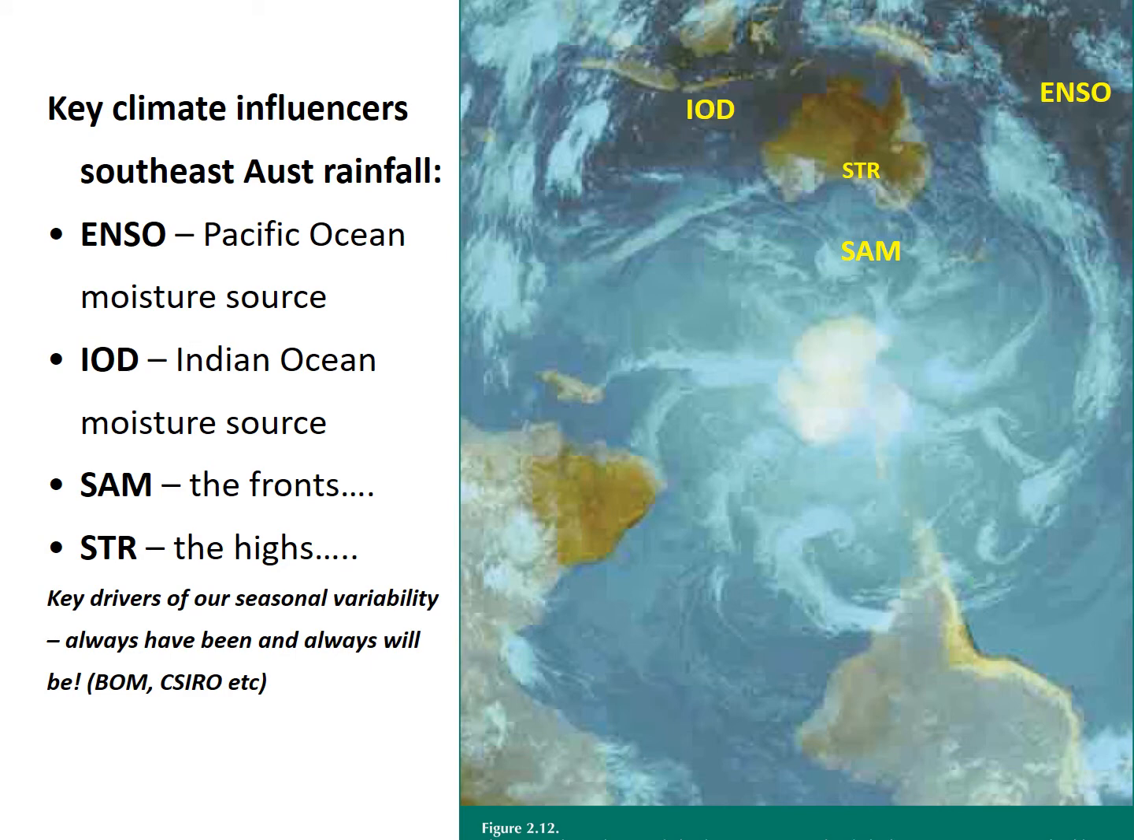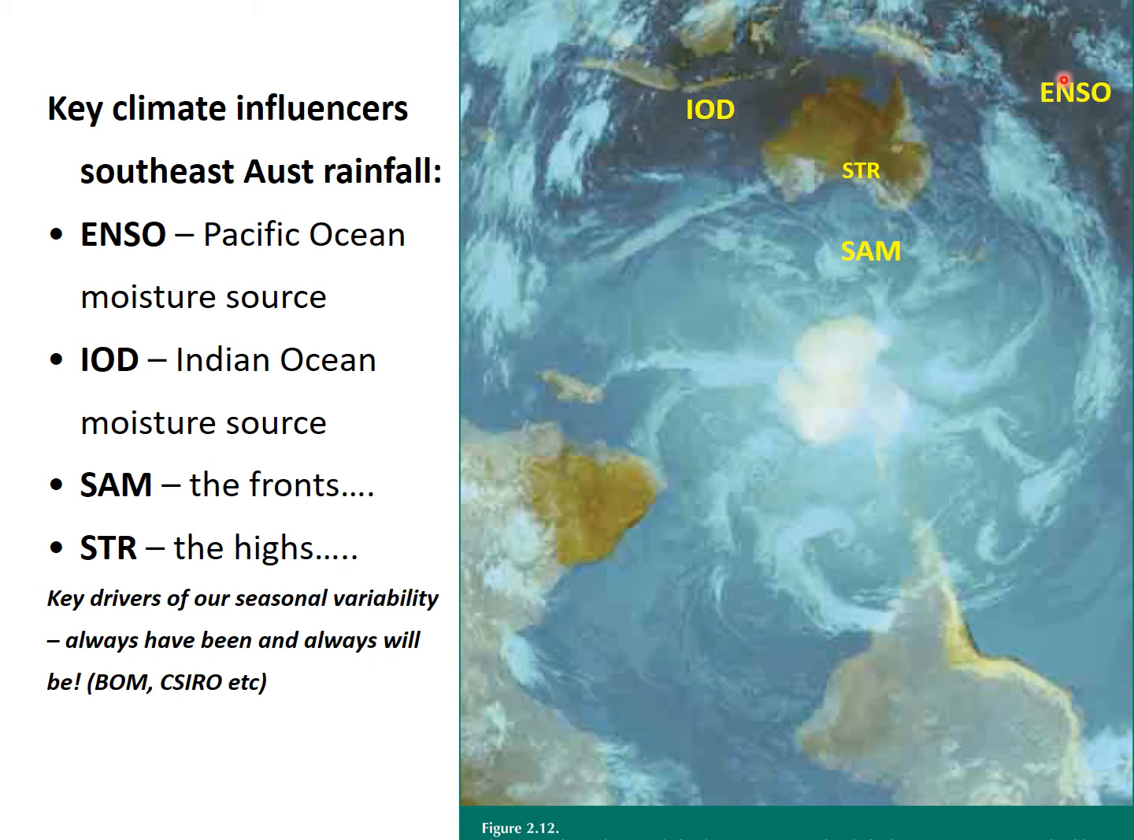Now, to make rainfall, we need 2 key ingredients. First off, we really need a good source of moisture, and for us that source of moisture comes from the warm oceans to our north. We've got the Pacific Ocean and the El Nino Southern Oscillation, where trade winds blow towards Australia and are a good source of moisture. We've also got the Indian Ocean dipole that feeds in moisture as well.